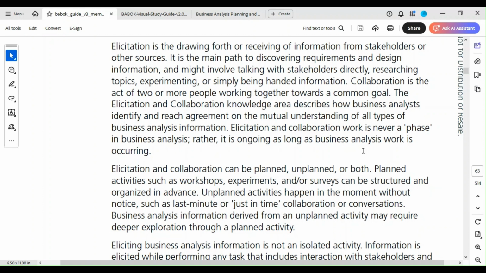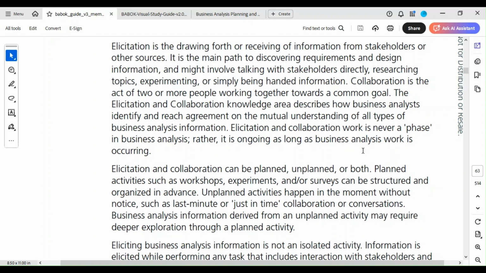Collaboration is the act of two or more people working together towards a common goal. Take it as it is. You are collaborating with someone on something. It has to be two or more people discussing, brainstorming, putting heads together to achieve a common goal. So the elicitation and collaboration knowledge area describes how business analysts identify and reach agreement on the mutual understanding of all types of business analysis information. You are trying to reach an agreement on information you have collected or collaboratively drawn out.